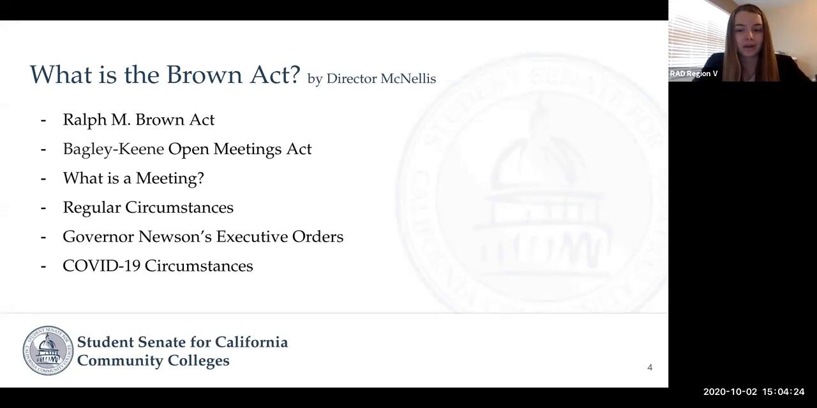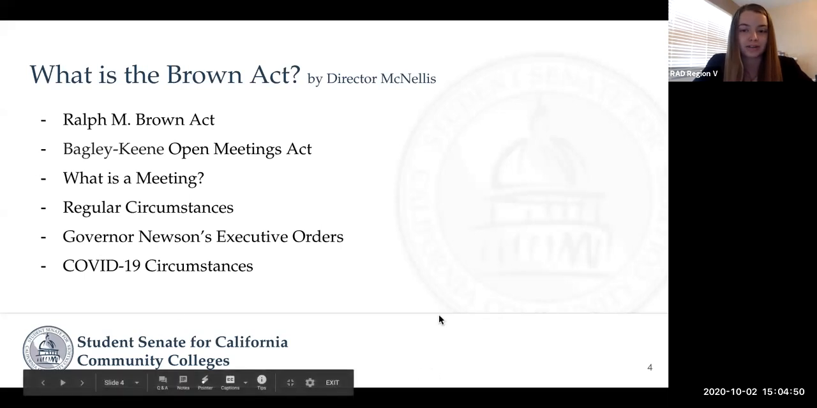So keep in mind that the Brown Act applies to the legislative bodies of all local agencies. Now, to define what the heck a legislative body is, a legislative body includes all governing bodies of both public and private organizations, all appointed bodies, and all standing committees, right? So if your organization falls under any of those, then you must adhere to the Brown Act.